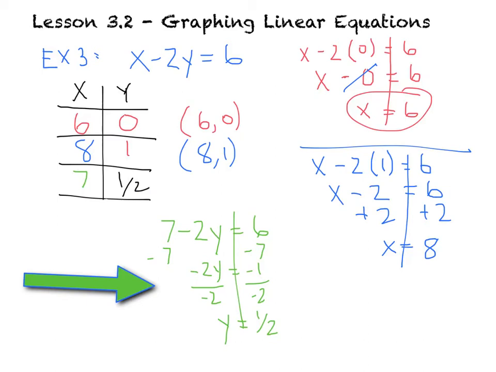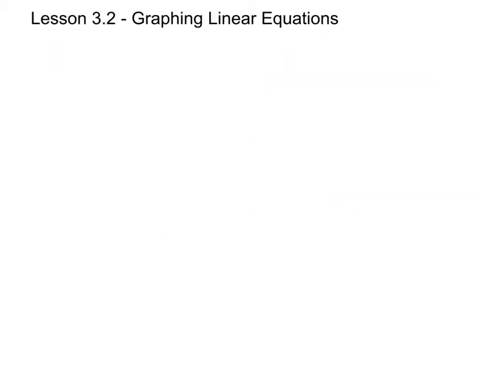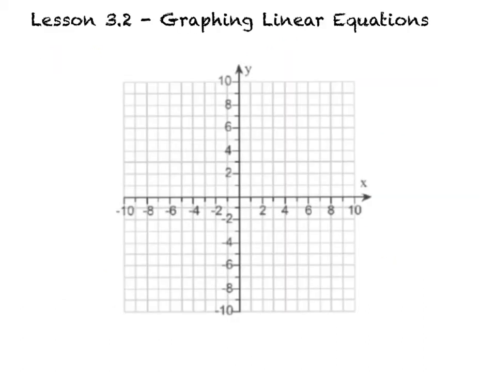So I'm not going to take up a lot more of your time with this one. I am going to graph it real quick. We'll go to the next slide and we'll pull in a graph. And our points were 6, 0, and 8, 1. 6, 0 is there. 8, 1 is there. And we can connect these with a line, and we're finished.